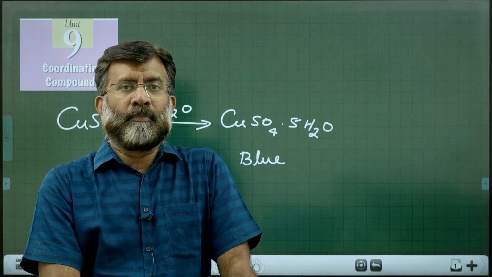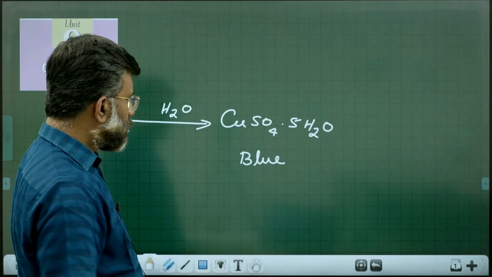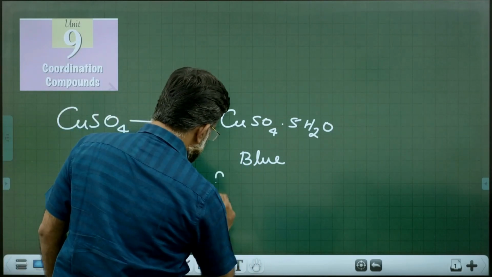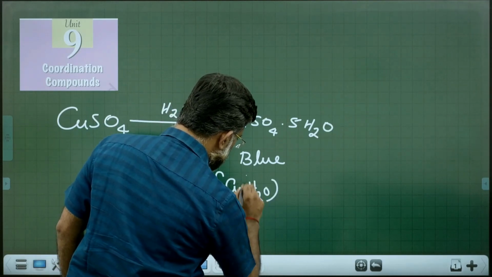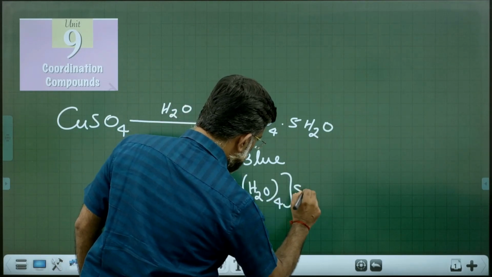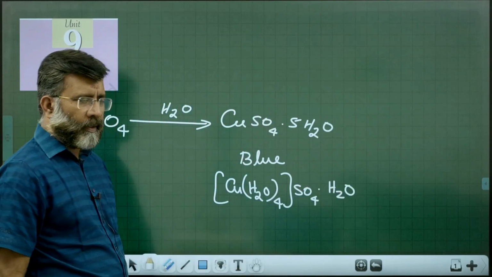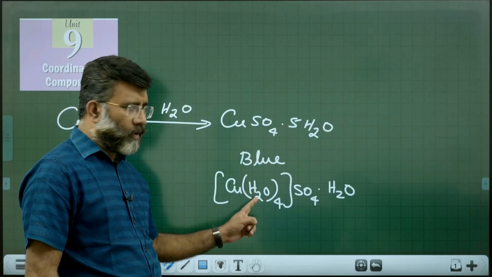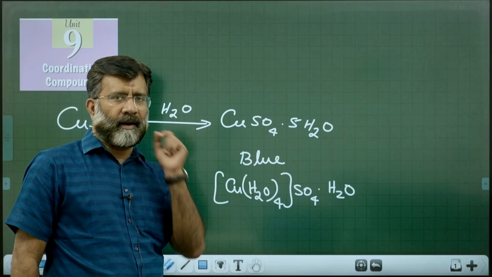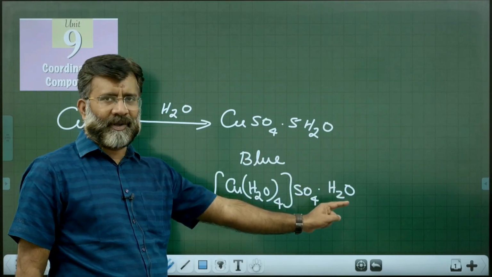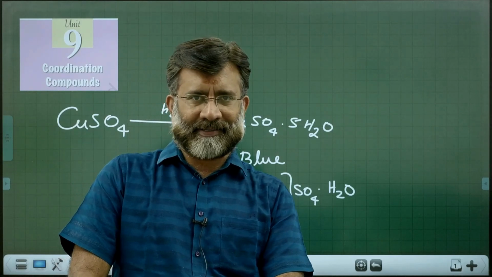Copper sulfate, which is colorless, turned blue when treated with moisture, when treated with water. It formed blue vitriol. What is the actual representation of that molecule? Many of you may remember, it is Cu(H2O)4 SO4.H2O. Out of 5 water molecules, 4 water molecules are forming a coordinate bond with the central copper, and 1 water molecule is hydrogen bonded with the sulfate, forming the hydrate structure.